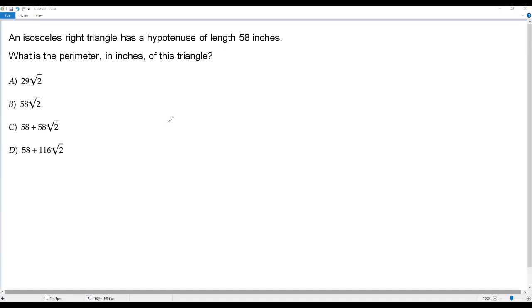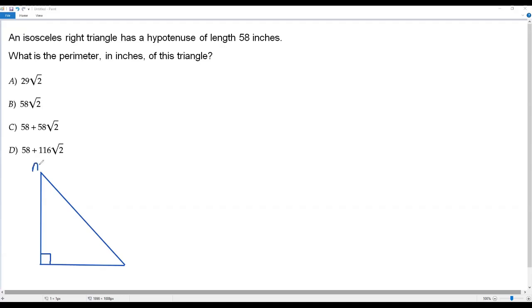Okay, first let me draw an isosceles right triangle. Here I have drawn a right triangle. Usually, what is meant by isosceles? Whenever a triangle is considered to be isosceles, two of the sides must be equal in length. In a right triangle, the side which is opposite to the right angle is called the hypotenuse.